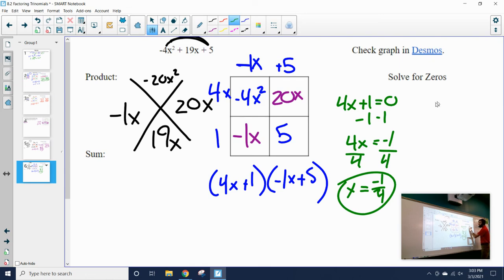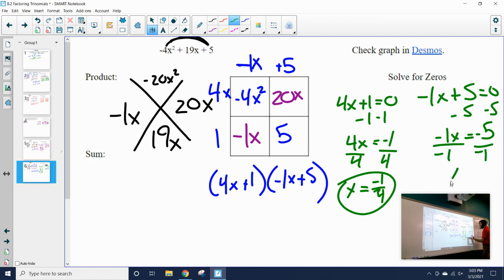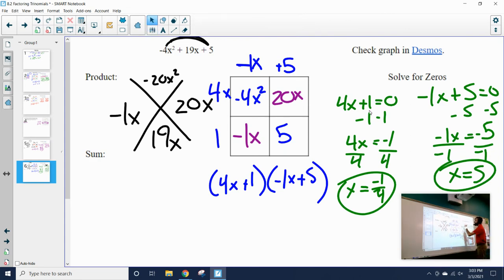And then if I do my other one, I have negative 1x plus 5 equals 0. Inverse my 5, I get negative 1x equals negative 5. And then divide by negative 1 to get x equals 5 as my last x-intercept. Once again, if you ever want to check these, we can always check them using Desmos. Pull up Desmos. Looks like I didn't link this. And we would be able to check that we would have negative 2 as one solution, or negative 0.25 as one solution, and positive 5 as my other x-intercept.